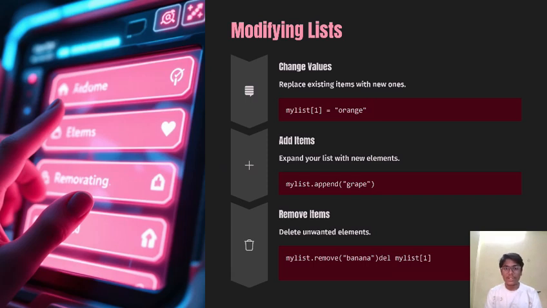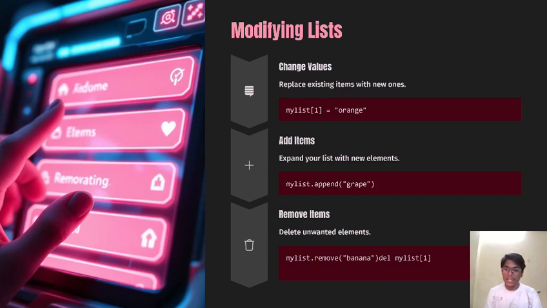Modifying a list: change values, add items, remove items. Replace existing items with new ones. So my list of 1, index 1, whatever is at index 1 will be changed to orange.